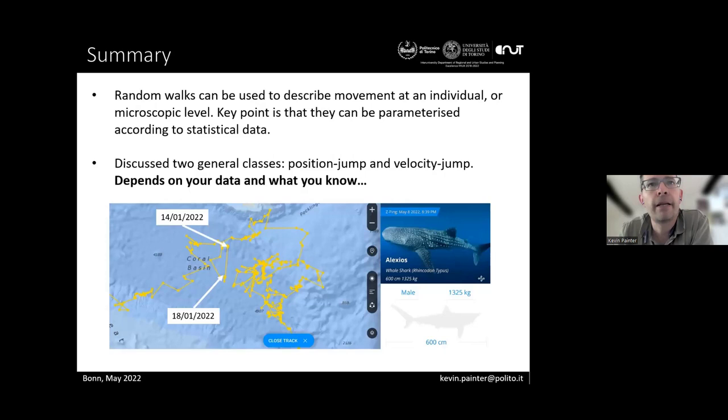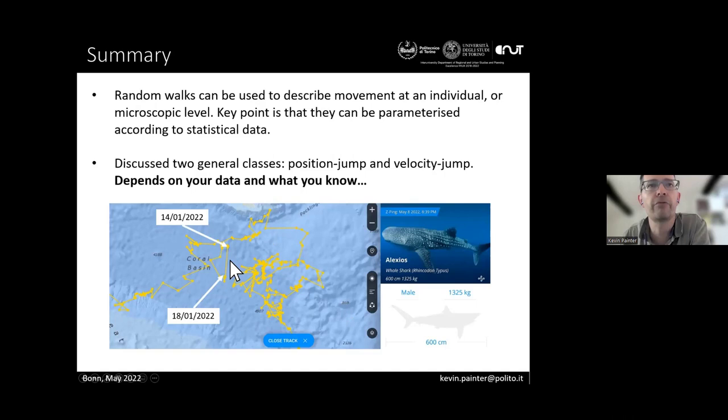But whether you need that extra detail really depends on the data. To illustrate this, this is the sort of data you get from GPS tracking of individuals in the wild, like this whale shark here. You put a GPS transmitter on it and it gives you a reading of the position over time. You get something that looks like a random walk through space, probably a biased random walk for sure, but a random walk through space.